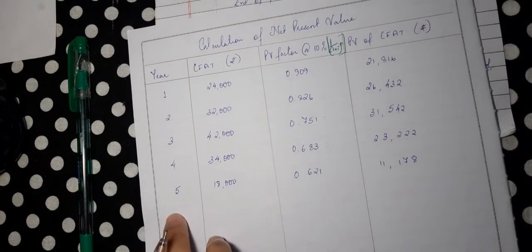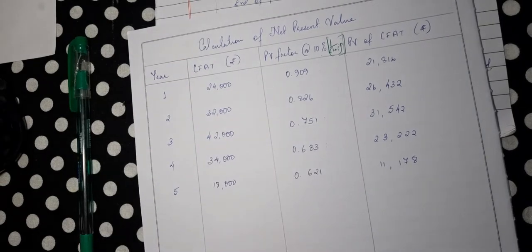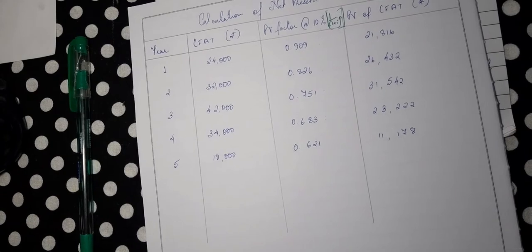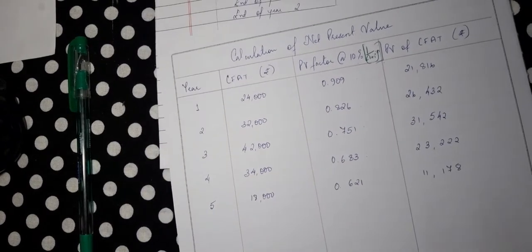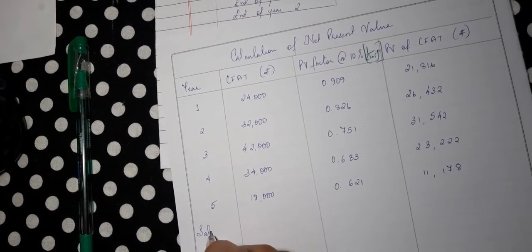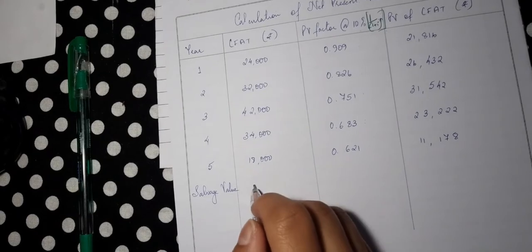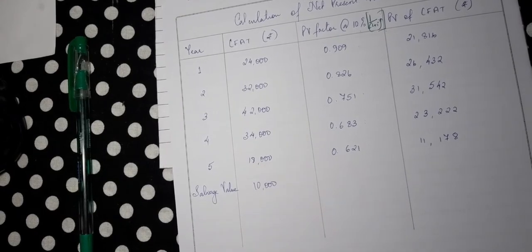Alright, now in the previous questions, whenever we had a salvage value, we normally add it back, right? We normally add that salvage value as a part of our cash flows after tax. However, in this situation, the salvage value also will be added. Amount of salvage value: firstly, under the year column, salvage value, rupees 10,000. Right? Salvage value, rupees 10,000.